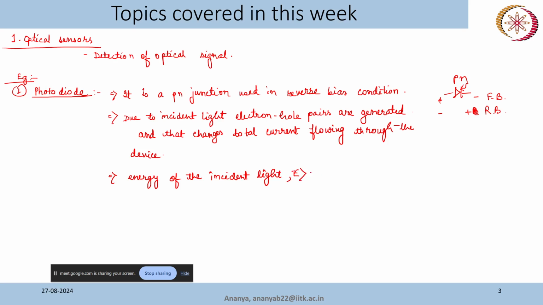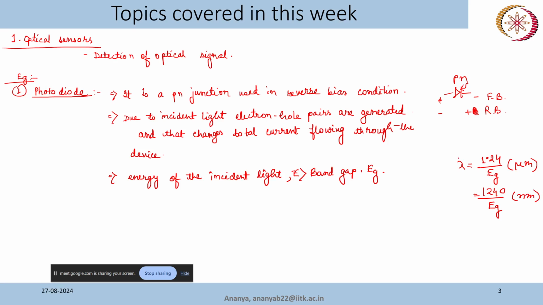That should be greater than the band gap of the material. Now you know the relation between lambda and Eg. Lambda is equal to 1.24 by Eg, and you can calculate lambda in micrometer, or if you take 1240 by Eg, this will be in nanometer.